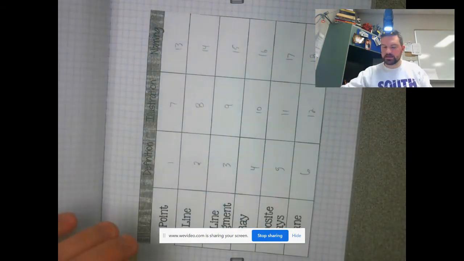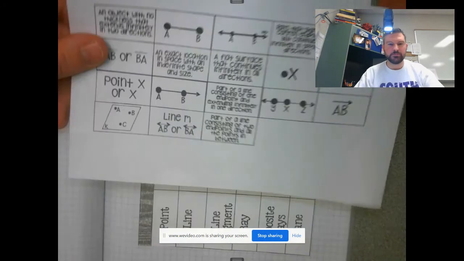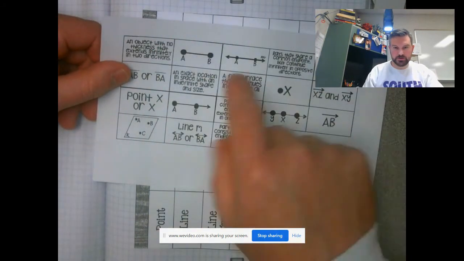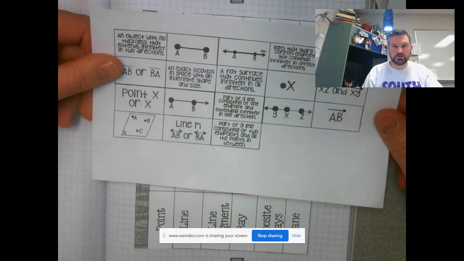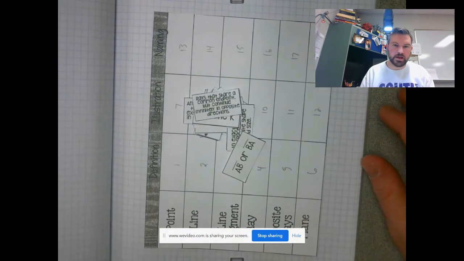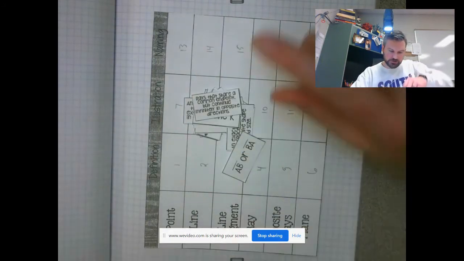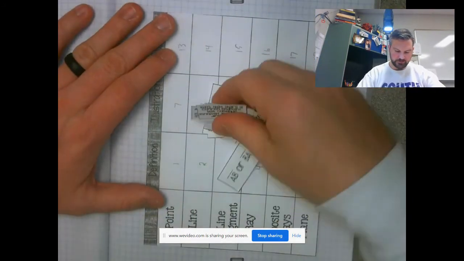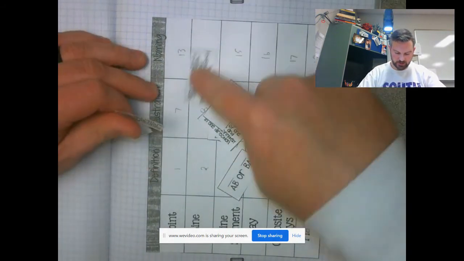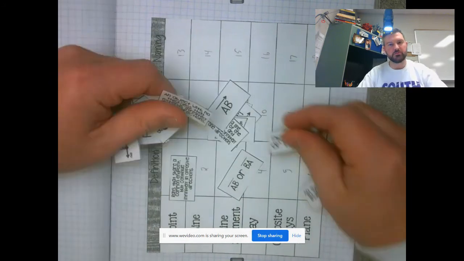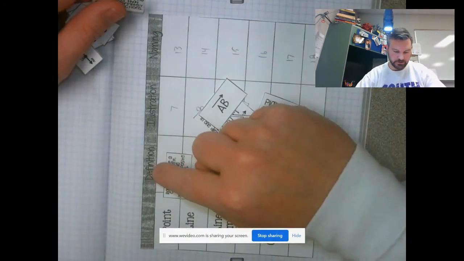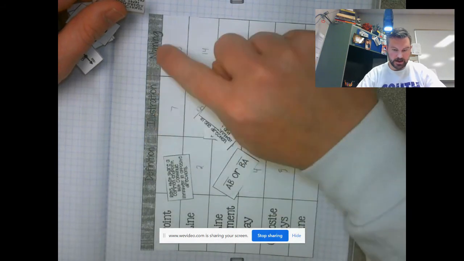Okay, the next thing I'm going to have you do is take this sheet and cut out each individual one. Okay, so let's cut that out. Okay, so now that all of our pieces are cut out, you're going to figure out, and you can work with the person beside you, which one goes where. Okay, so we've got 3 categories. We have definition, illustration, and naming.